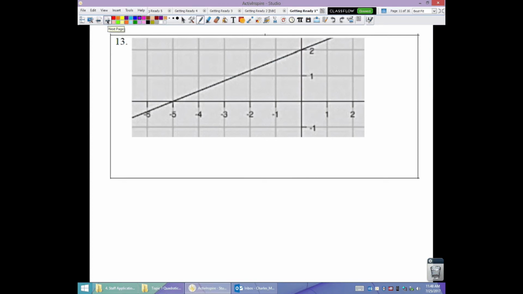13, another graph, count another rise over run. So I've got a point here at (-5, 0). I've got a point here at (0, 2). So rising over running, I'm going up 1, 2, and I'm going to the right 1, 2, 3, 4, 5. My slope is 2/5.